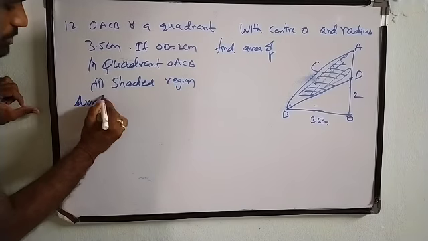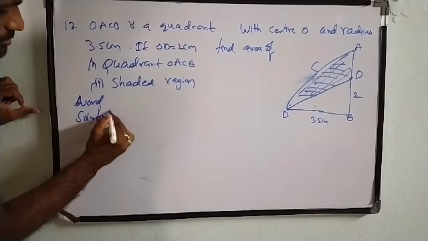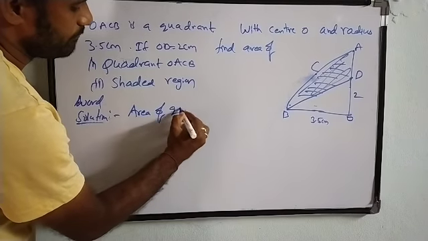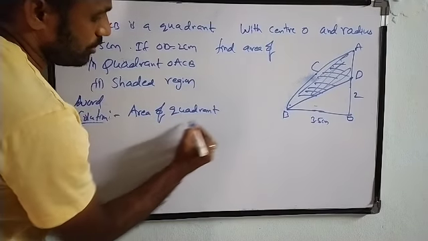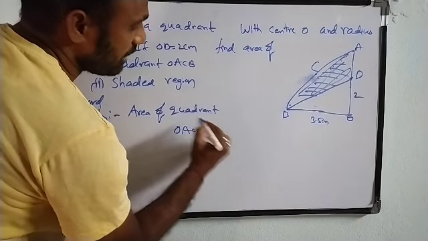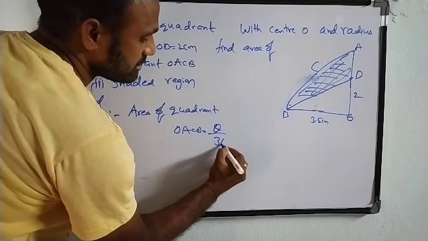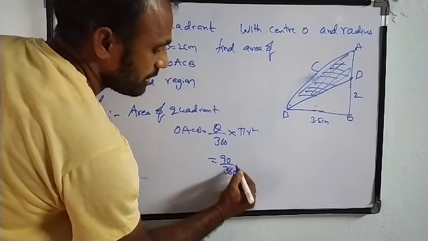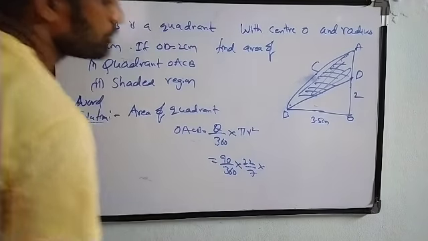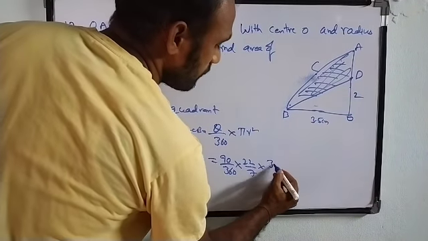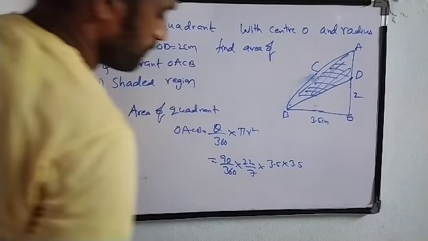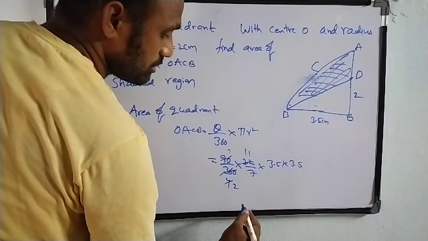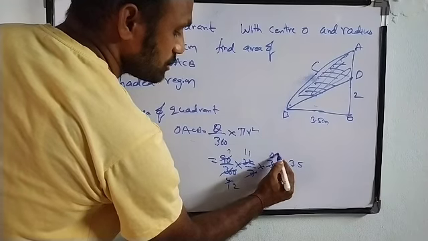So let us take the solution. Area of quadrant OACB is equal to area of the sector only. So theta by 360 into pi r square. Theta is 90 degrees in a quadrant. So 90 by 360 into 22 by 7 into the radius. Here the radius is 3.5. So 3.5 into 3.5. 9 1s are 9, 9 4s are 36, 2 2s are 4, 2 11s are 22. So 7 1s are 7, 7 0.5s are 3.5.